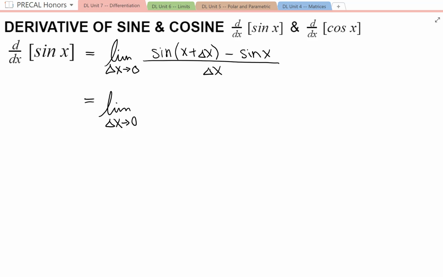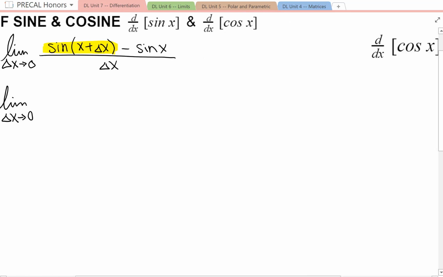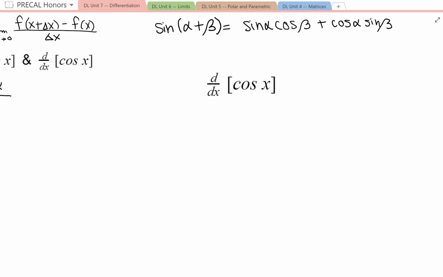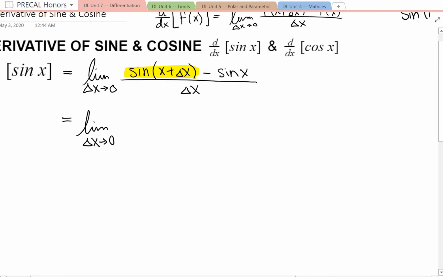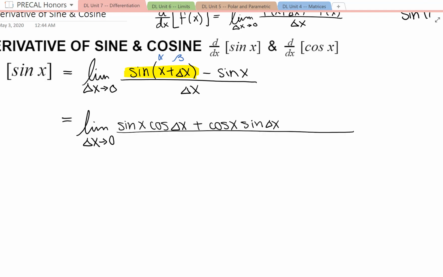In this case, we have the sine of a sum of angles, and we actually have a formula for that. Sine of alpha plus beta is equal to sine alpha cosine beta plus cosine alpha sine beta. So x will be treated as alpha and delta x will be treated as beta, and we'll go ahead and expand this in the numerator. This expansion is still subtracting sine x in the numerator and is all over delta x.